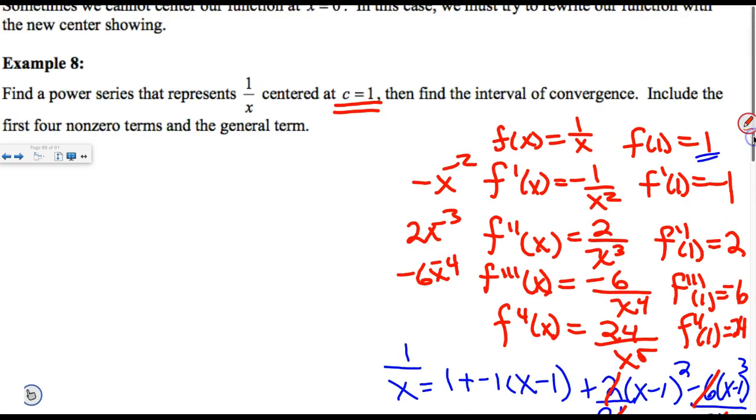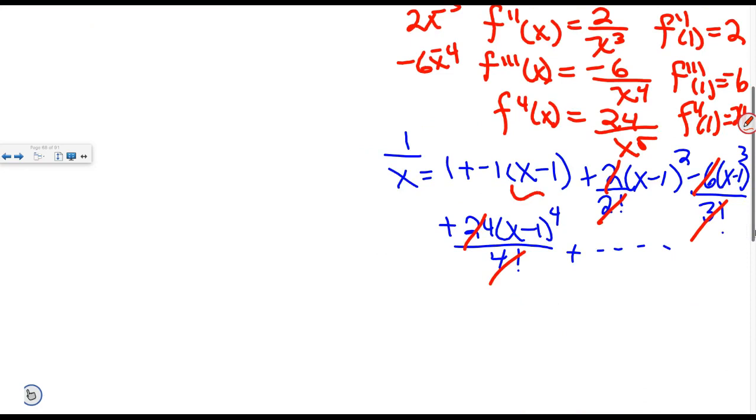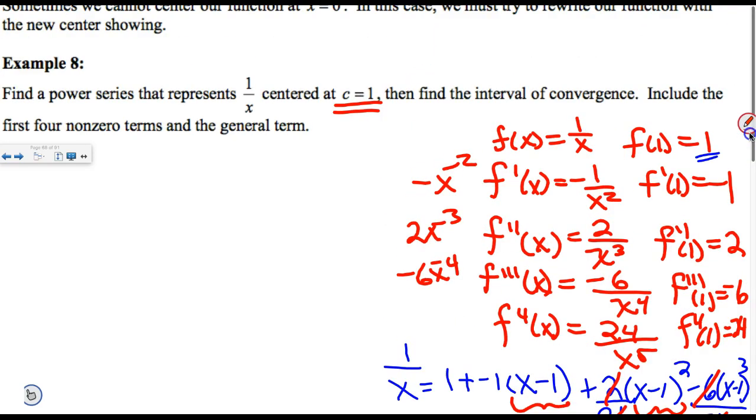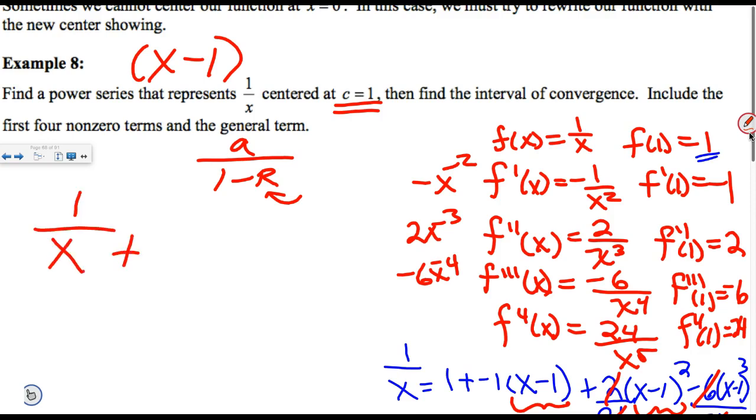So let's go up here and do it the new way. My problem, you'll notice my center has been introduced into my common ratio. Agreed? I've now introduced not just x, there's an x minus 1 in my common ratio. What that means is I need to write this as a over 1 minus r, and I need to make sure that my center gets in my common ratio. That means I need to introduce x minus 1 down there. Well, how in the world do I do that?